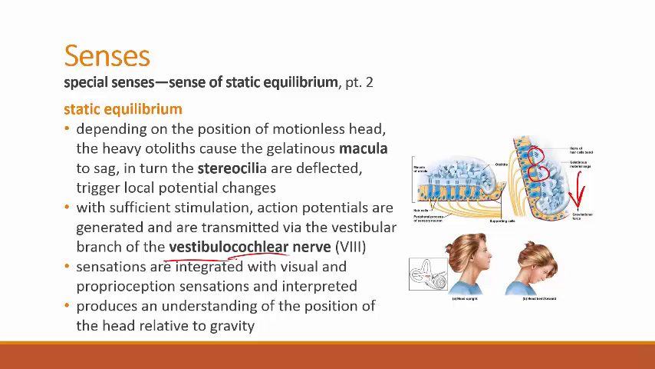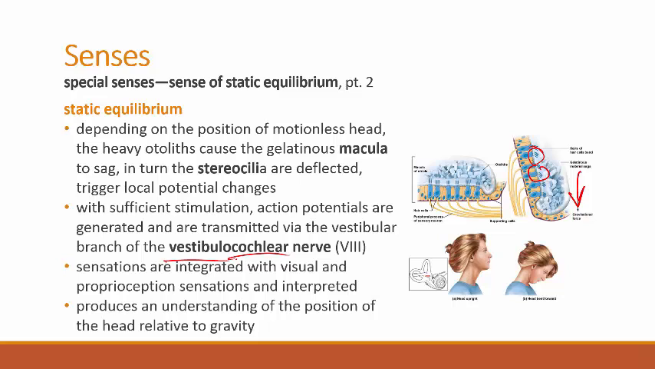And so these sensations, as they arrive at the temporal portion of the temporal lobe of the brain, are interpreted, and they are integrated with visual information, which will be coming from the occipital lobe, and proprioception information, which would be coming from the general sensory cortex. And so all of that information is organized, it's integrated, and it helps to give us an understanding of the position of the head relative to gravity.